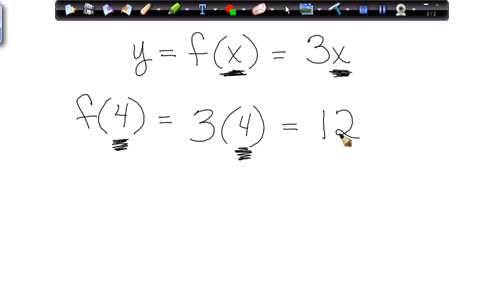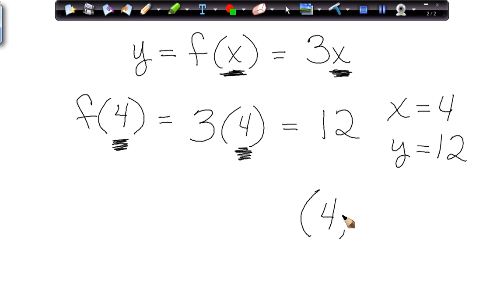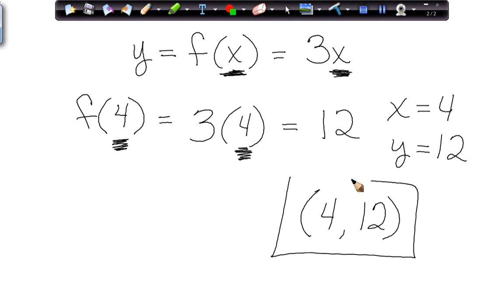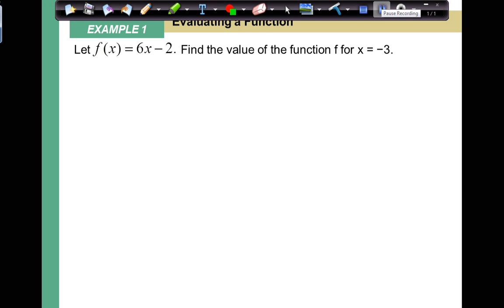So we have the input of 4 and the output of 12. So our x that we plugged in was 4, our y ended up being 12. Okay, we put 4 in, we got 12 out. And we write that answer either like this, or a lot of times we'll write it as an ordered pair. This ordered pair means the input was 4 and the output is 12. So we'll write it like this in a nice little package that tells us what we put in and what we put out. Alright, let's look at some more examples.